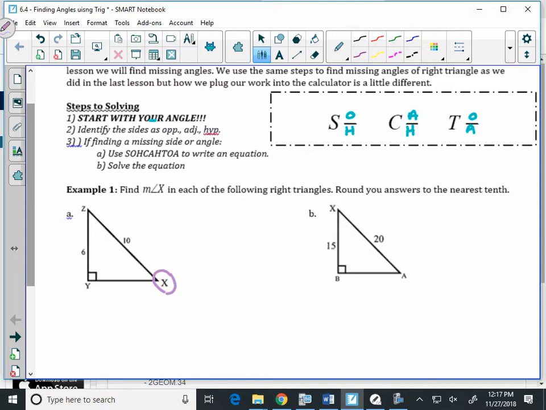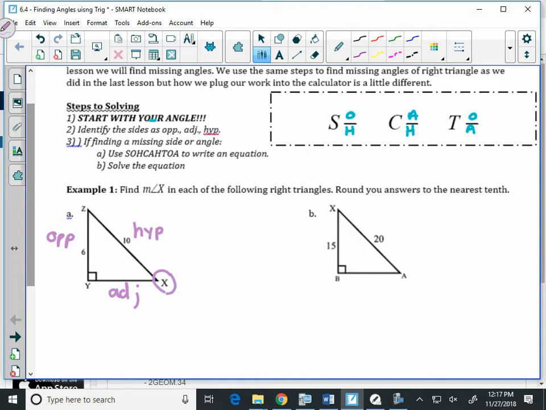Okay. So I'm trying to find angle x. That's the angle I'm starting from. Label, go across. We label that as our what? Opposite. Go to my 90, go across. We label that as our hypotenuse. And this side left over, adjacent.